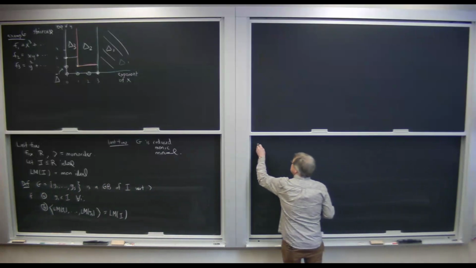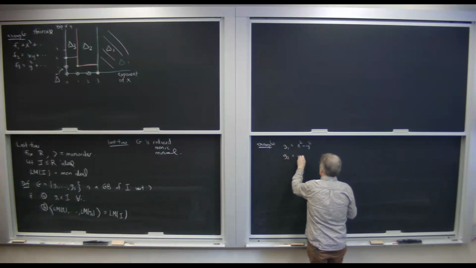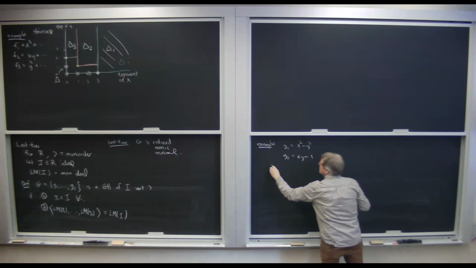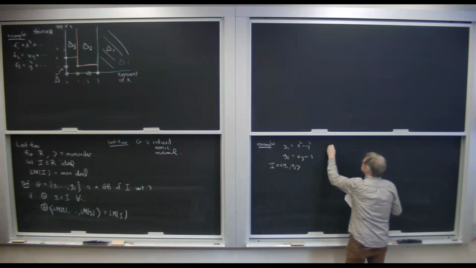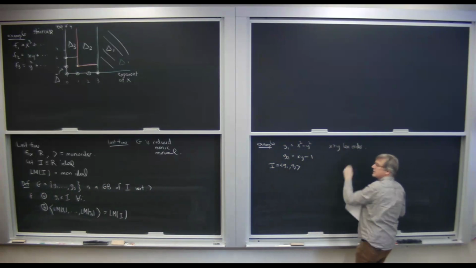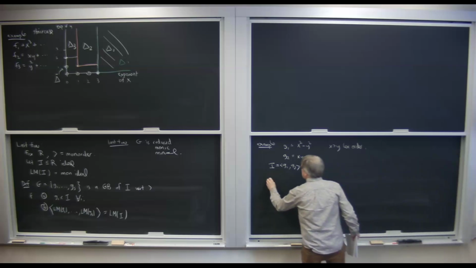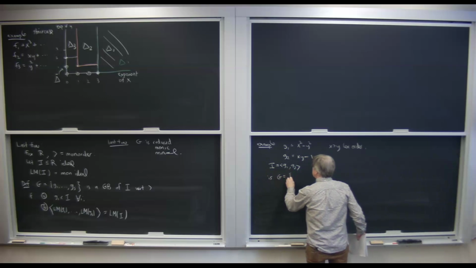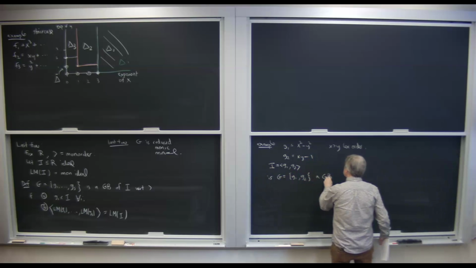So let's do a very simple example. Let's suppose that G1 is equal to x squared minus y squared, and G2 is equal to xy minus 1. And let I be the ideal generated by these guys. And let's suppose that x is greater than y, and this is, say, the Lex order. Okay, is this a Groebner basis? Is G equals G1, G2 a Groebner basis of I?